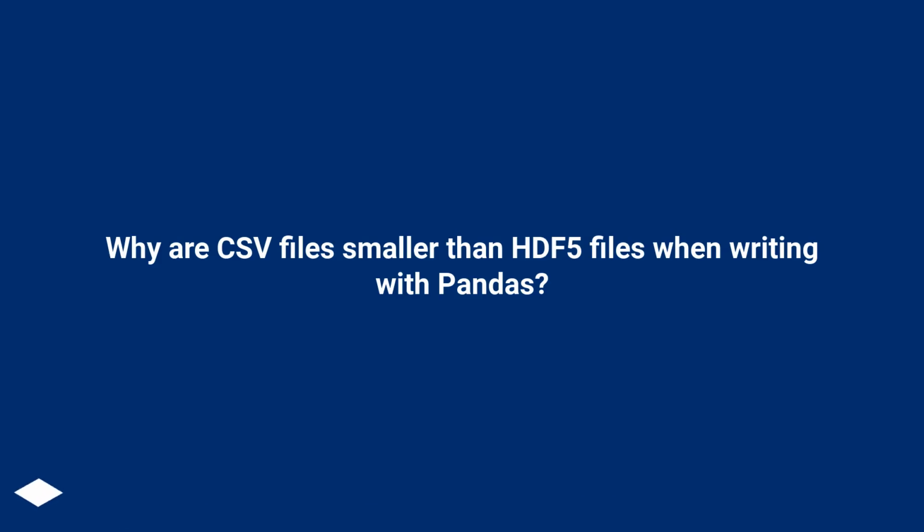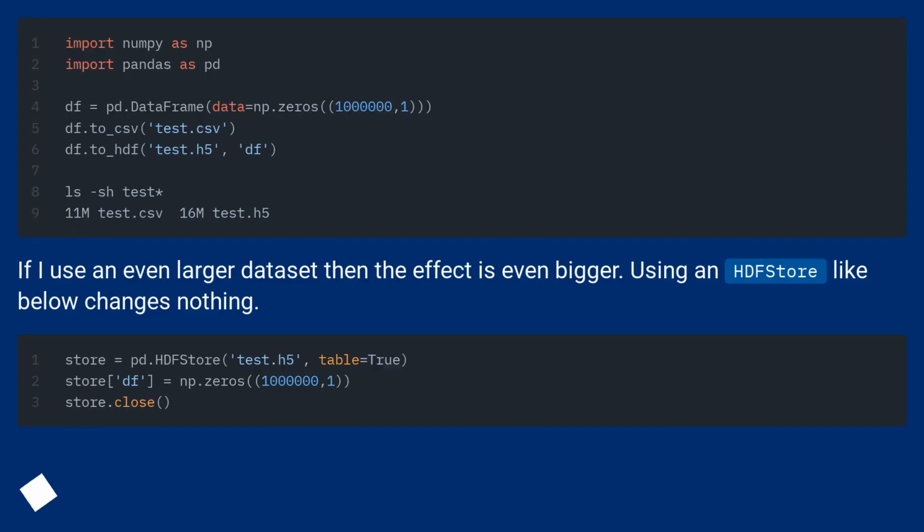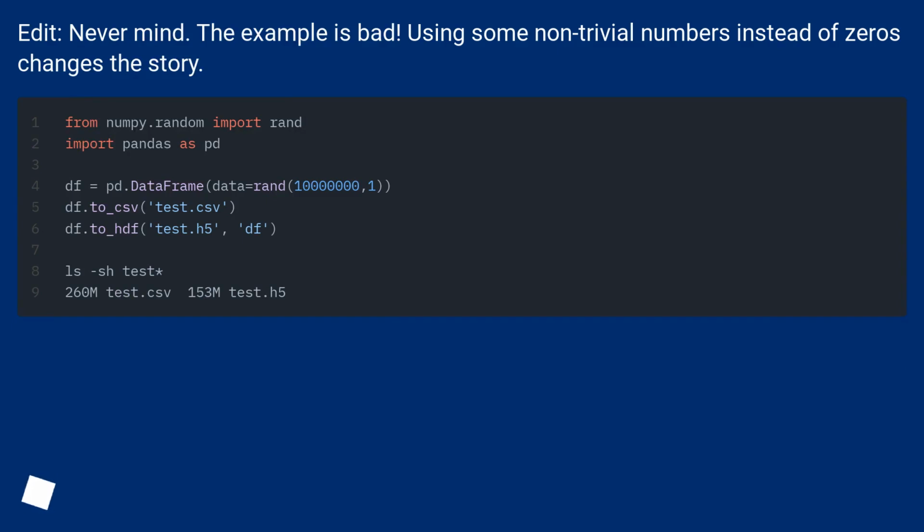Why are CSV files smaller than HDF5 files when writing with Pandas? If I use an even larger dataset, then the effect is even bigger. Using an HDF store like below changes nothing. Edit: never mind. The example is bad. Using some non-trivial numbers instead of zeros changes the story.